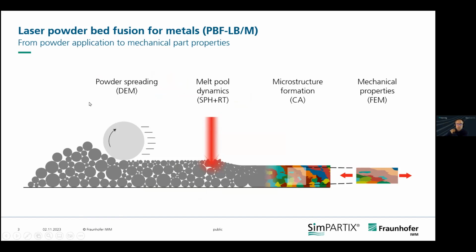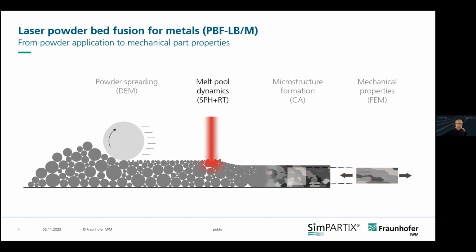So basically we use the discrete element method for the powder spreading. We model the melt pool dynamics using SPH. So this is going to be the content of today. And then we move on to use a cellular automaton to predict the microstructure in this printed part. We then use this microstructure for mechanical properties, so this is going to be an FEM simulation. But as I said, today is SPH.